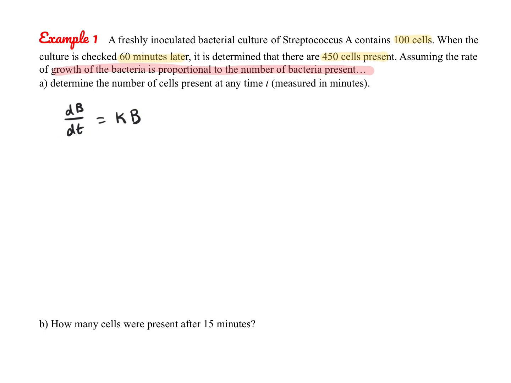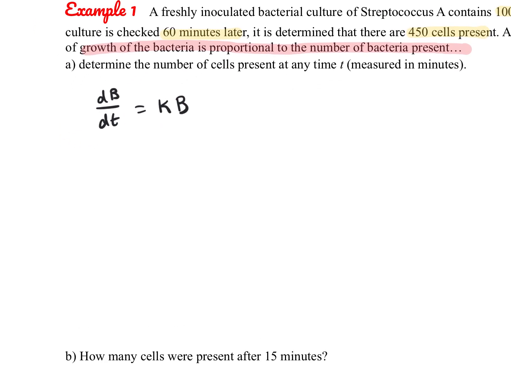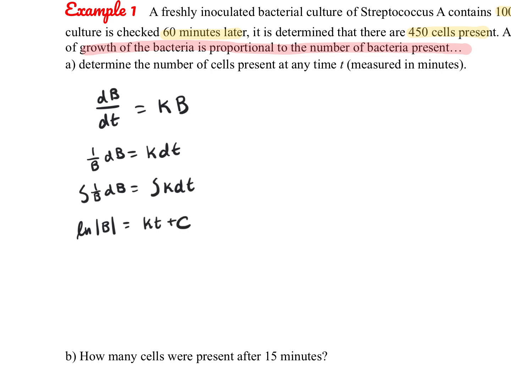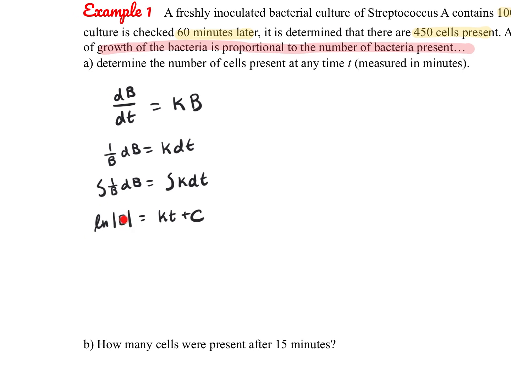So we're starting with this, and then just like we did on the last slide, we're going to treat it as a separable differential equation. So we have 1 over b dB equals k dt. We'll integrate both sides. So the natural log of the absolute value of b equals kt plus c. And this b value represents the number of bacteria, so this would never be negative. So we don't need to worry about the absolute value sign anymore.